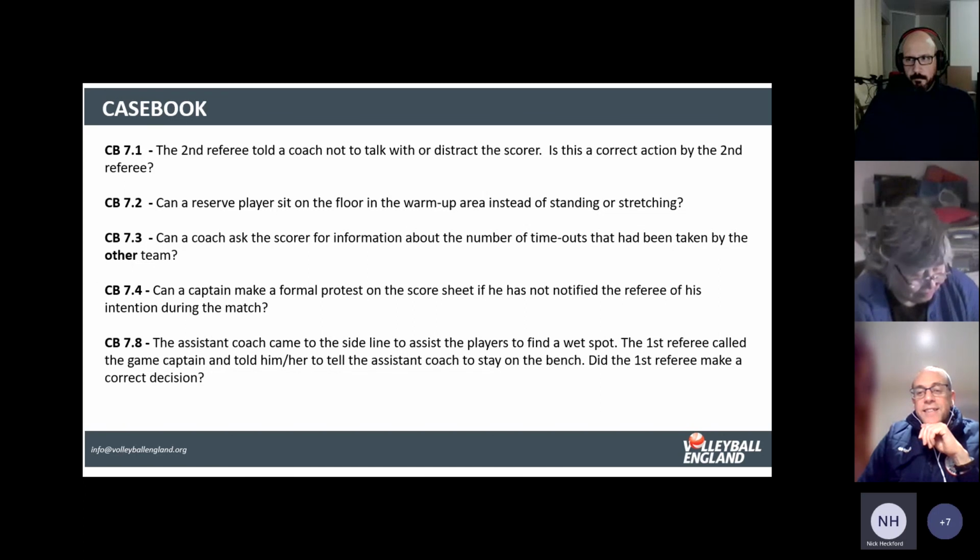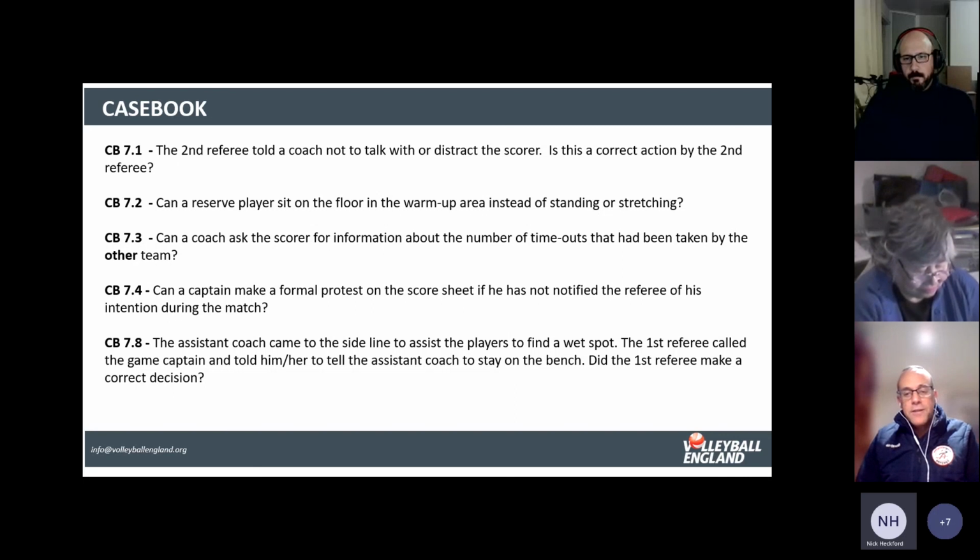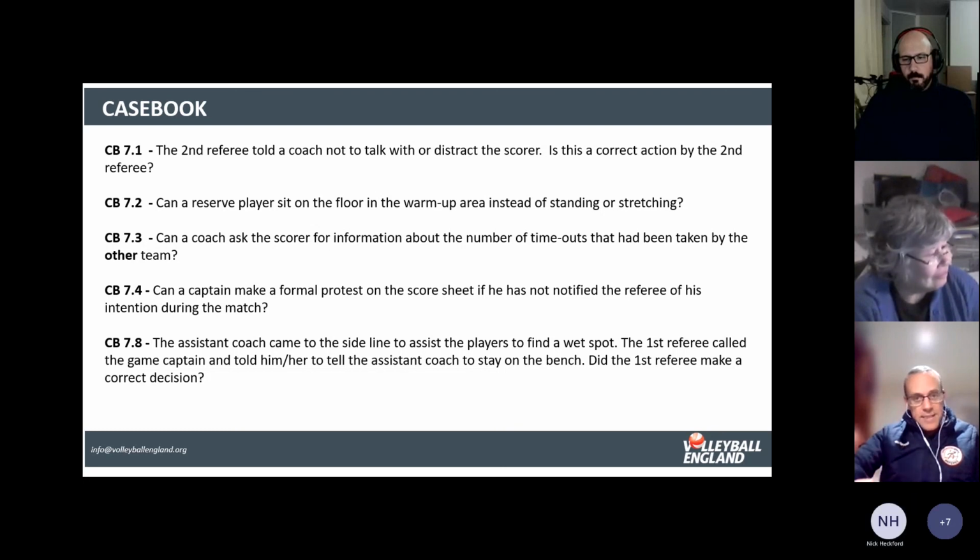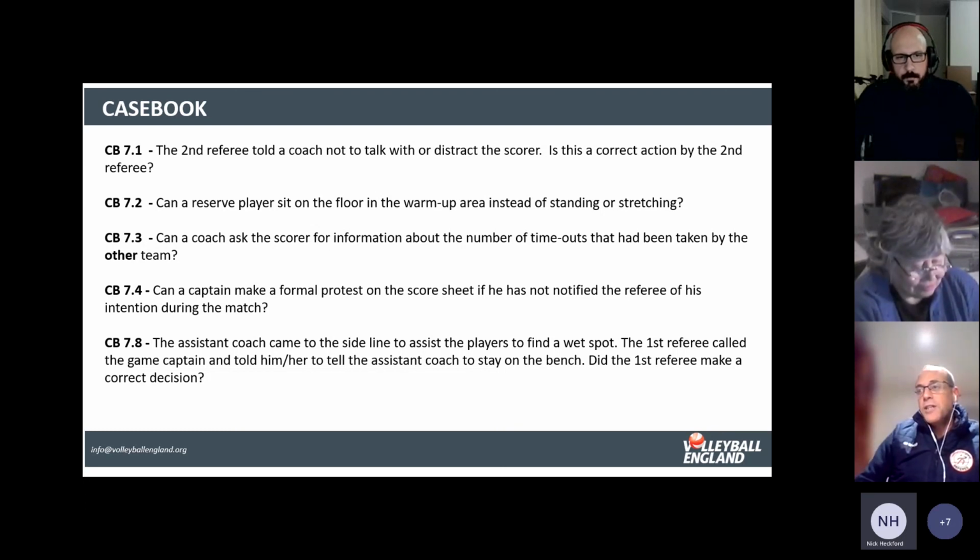I was going to say the same thing. He can't get up and start pointing. Absolutely. So just remember the assistant coach has no right to take part or be involved in the match. That's the standard. That's where you say no, assistant coach, sit down. Correct action by the first referee in this situation.